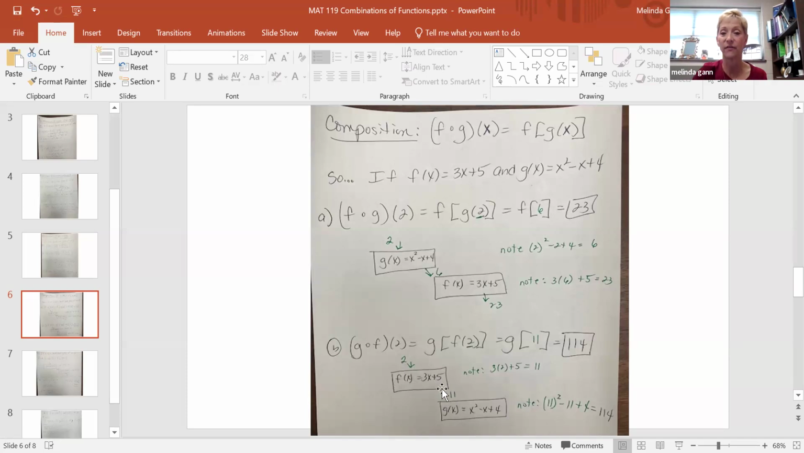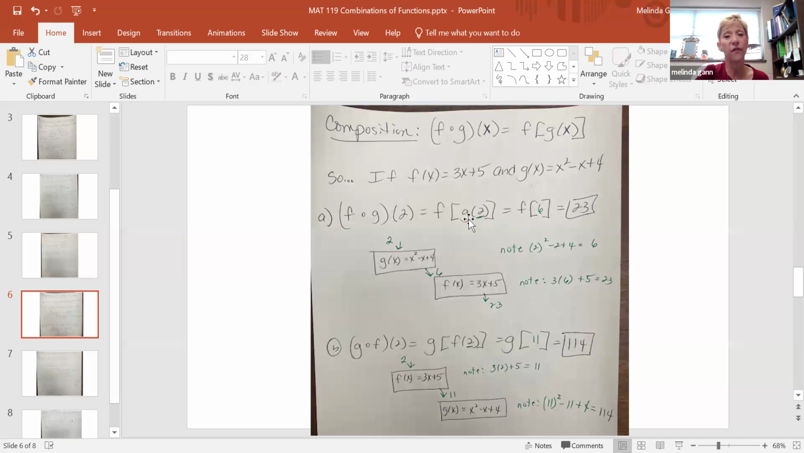So 11 is going to fall out. Well, F of 2 is 11. What's that 11 going to do? It's going to fall into your G function. And they're going to square that 11 and then subtract 11 and then add 4. So when you do, you get 114. So the final answer is 114.